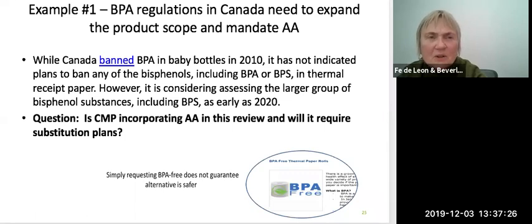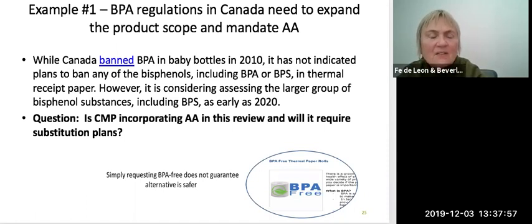So let's go into 4 little examples here. The first one, as we all know, is bisphenol A. Here in Canada, we banned it in polycarbonate baby bottles in 2010, and that was it. In fact, I don't believe there were even any alternatives assessment requirements in the restriction on BPA in baby bottles. So what about bisphenol A in other applications, including not just BPA but some of the alternatives that we know companies simply jumped into, knowing they weren't regulated?